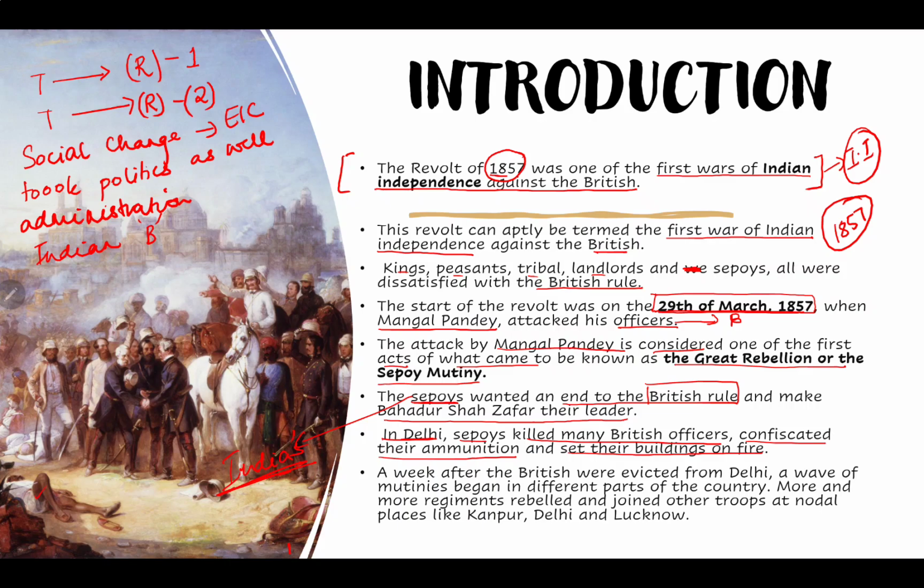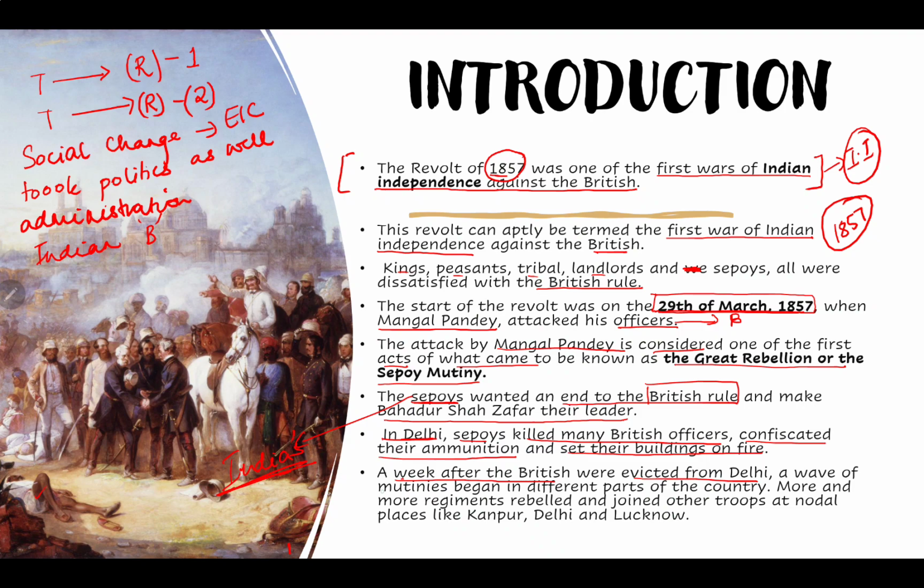They took from them, and they set the building on fire. They raided the building of British officers. So after a week, after the British were evicted from Delhi, what happened after that incident? All the Britishers were evicted, taken to other places from Delhi.